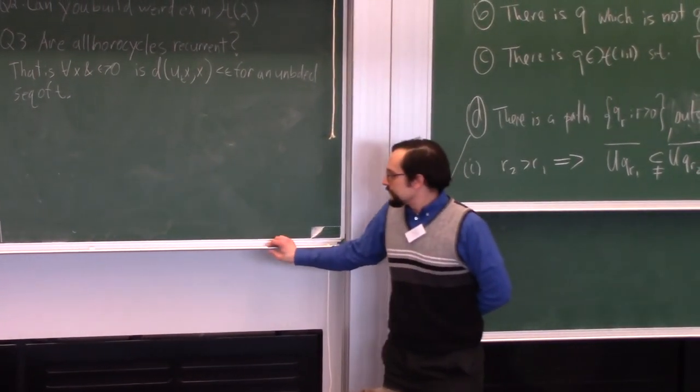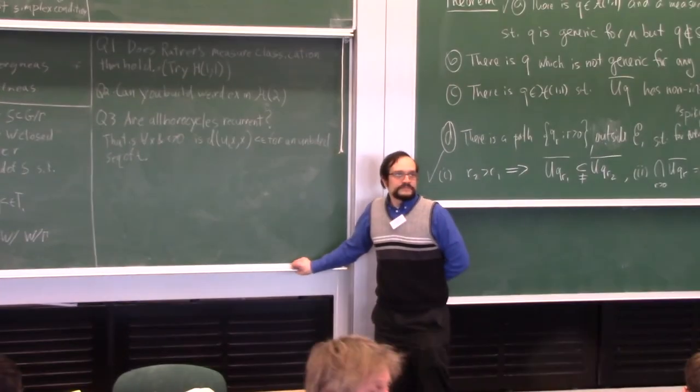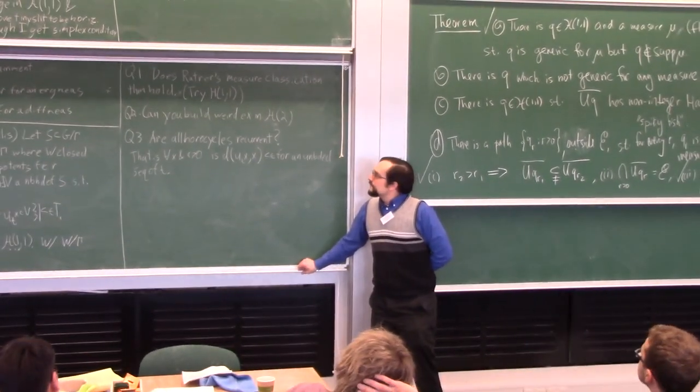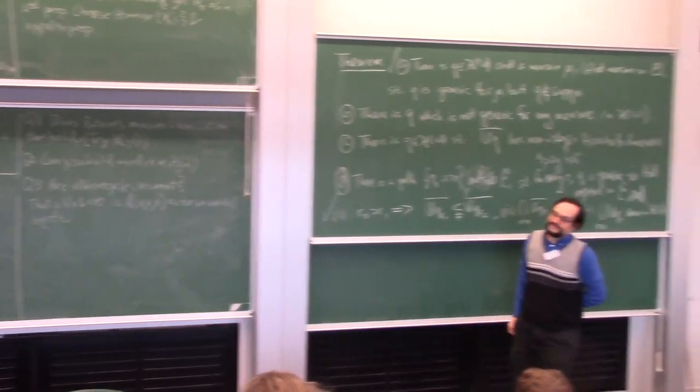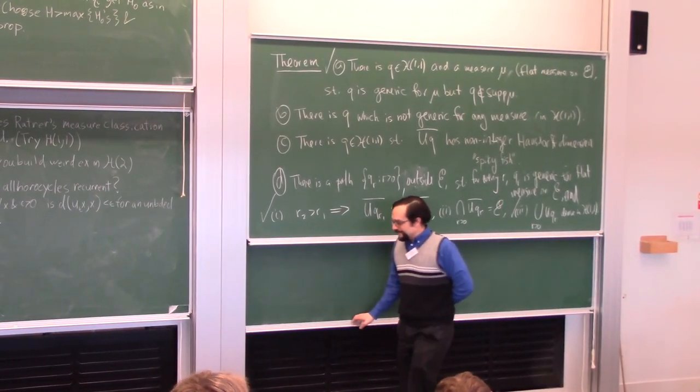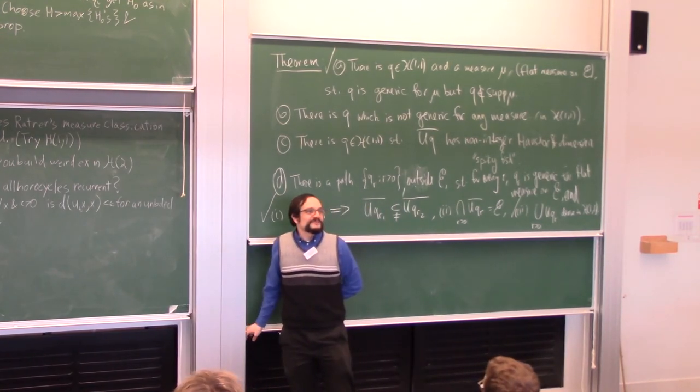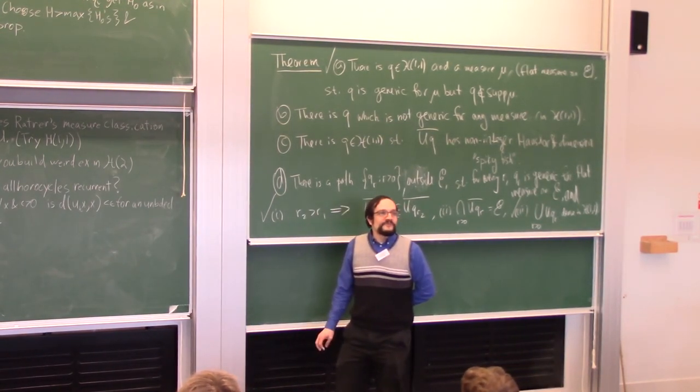Do you think there's a hope for two? I mean, in other words, all of this stuff says that the generic point part of Ratner doesn't work, but maybe still the measure theory might work. Is that kind of a hope?